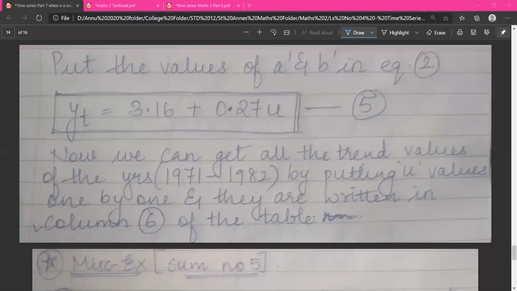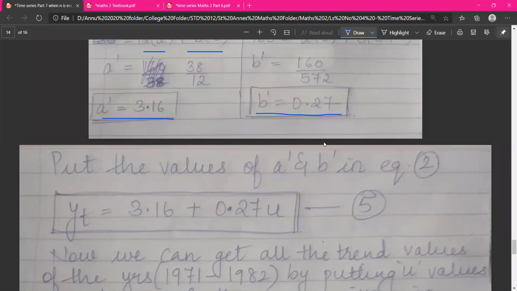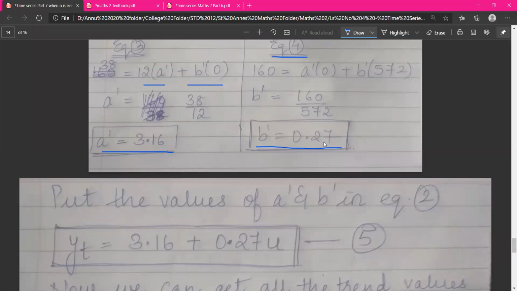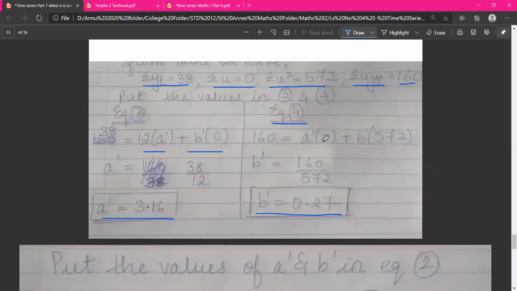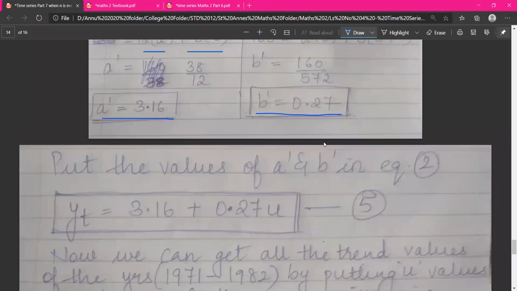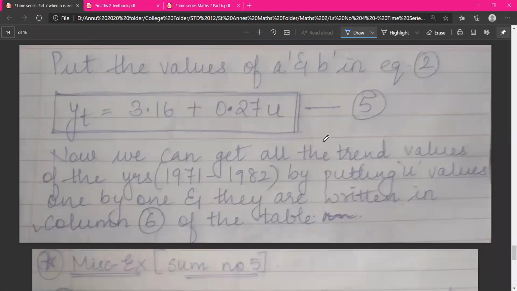All right class, so there was some issue, sorry for that. So as you know, we got the values of a dash and b dash. After getting the values of a dash and b dash, I will substitute them in the second equation, which was the main equation of our trend line. So I get yt is equal to 3.16 plus 0.27 u. So that gives me equation number 5.